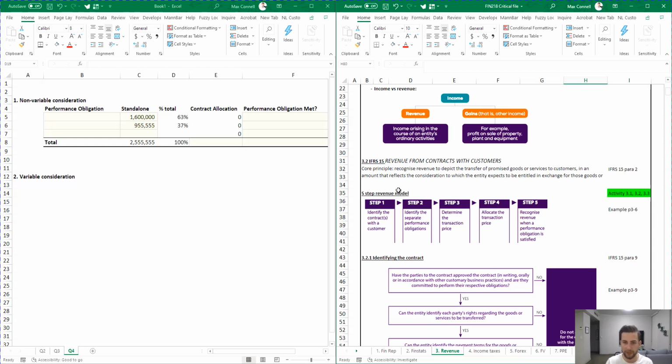Typically, number 1, identify the contract. Number 2, identify the separate performance obligations. Number 3, determine the transaction price. Number 4, allocate that transaction price. And number 5, recognize revenue when that performance obligation is satisfied.